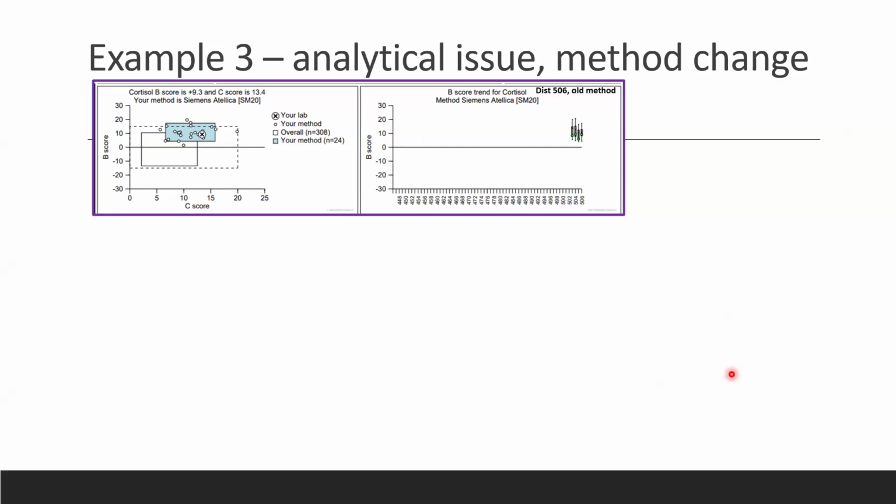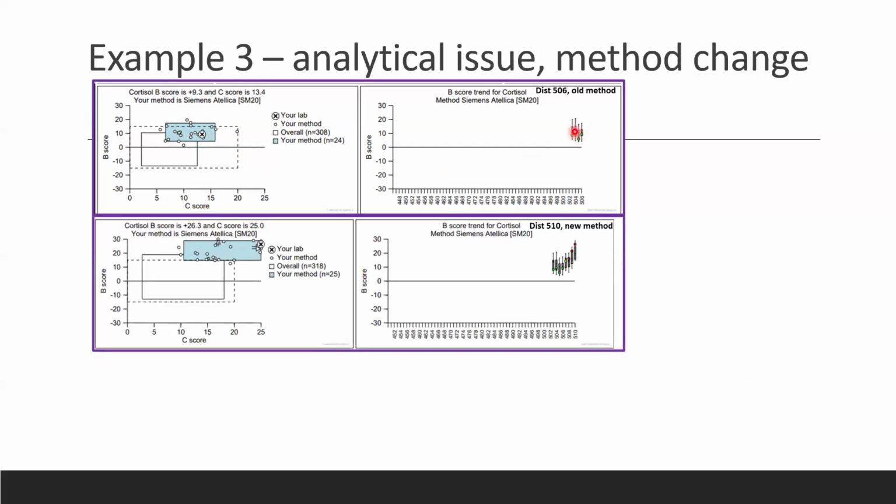So what has happened here is that, you can see here, this first slide shows our lab and where it sits within the overall cortisol method. And we can see the trend of the B-score, which is showing the old method. So we are still within, there is some positive bias, but it's green and it's acceptable.